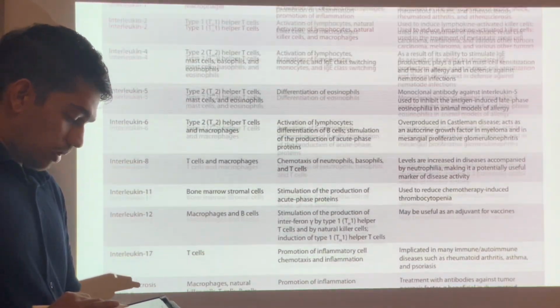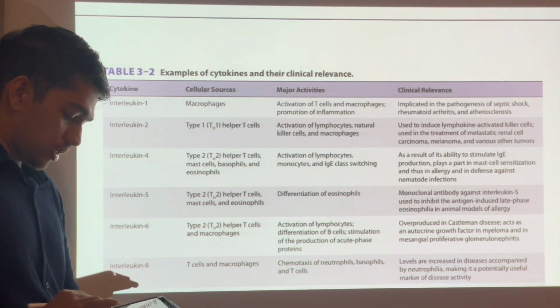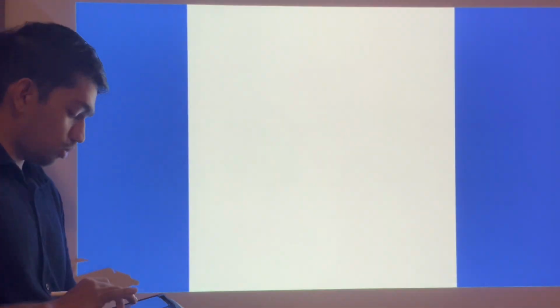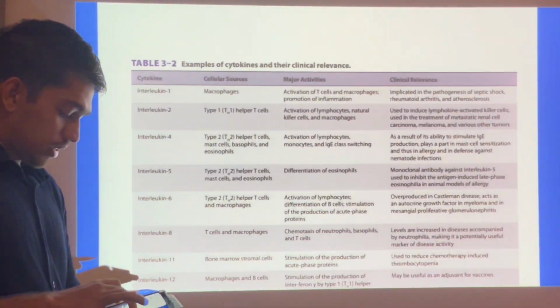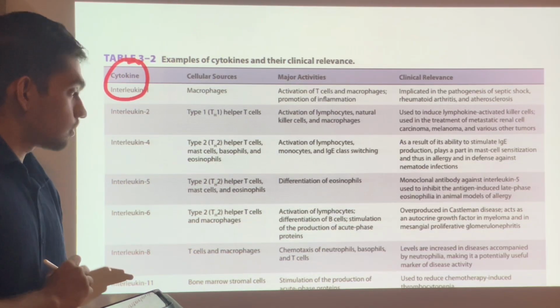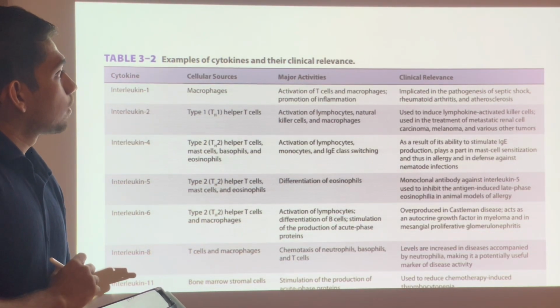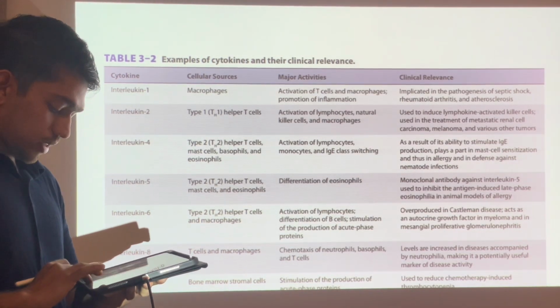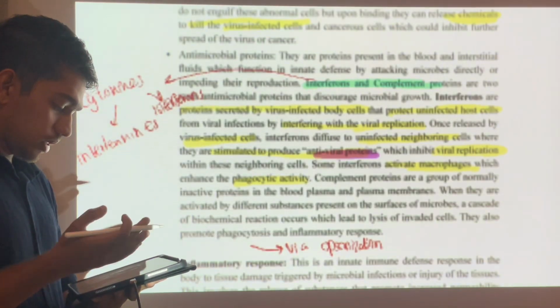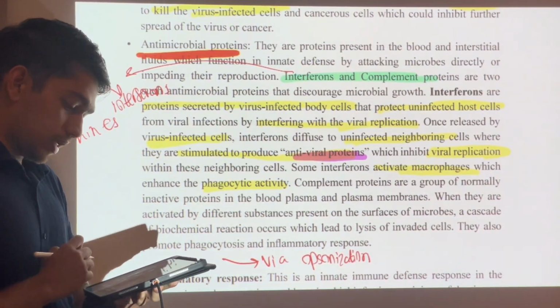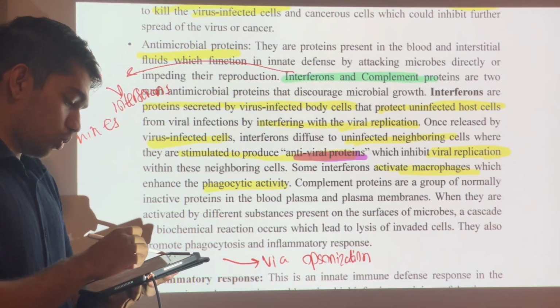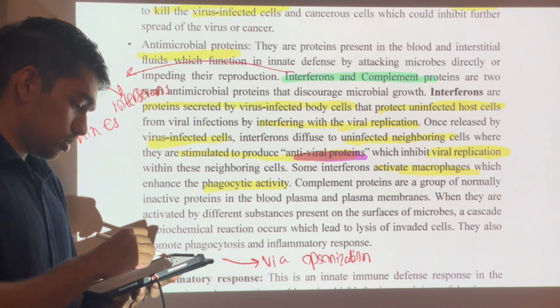Right. So remember, they have given these under interferons, under antimicrobial proteins, but actually they are a type of chemical signals we call cytokines. Then we come to the next type of chemicals under antimicrobial proteins. Those are complement proteins.